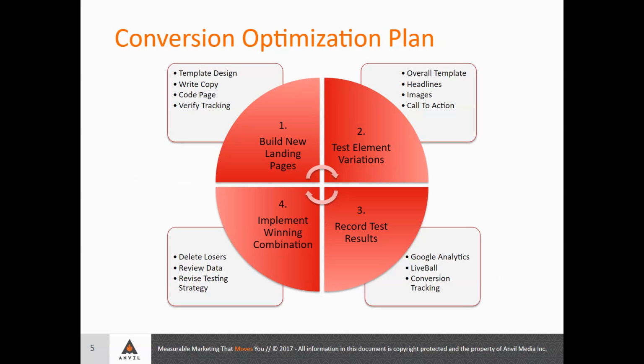Next, you move on to testing using different variations. So your overall template, your headline, your images, and your call to action. In the third stage, recording the test results using Google Analytics, sometimes Livewall, and checking out conversions to see which version is doing best. And in the fourth stage, you're implementing what came out specifically on top. You're implementing that winner. You review the data, revise the testing strategy, and then you start over again.